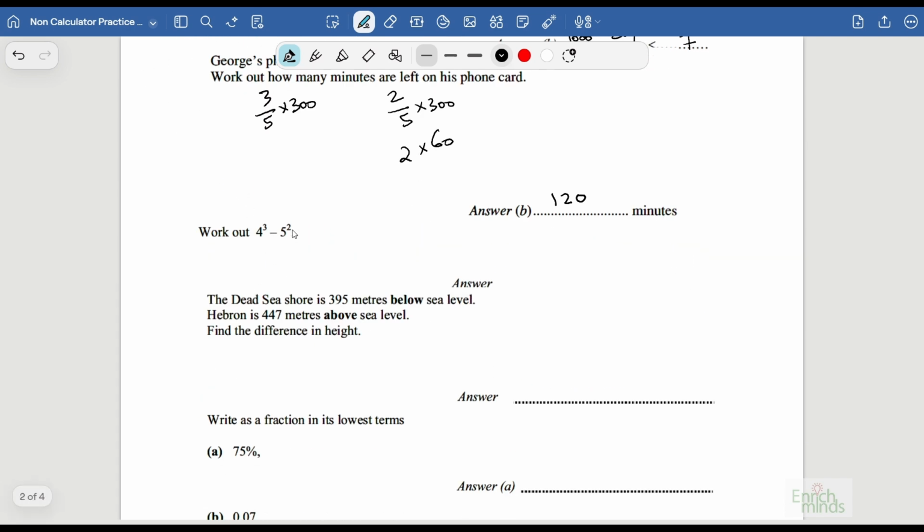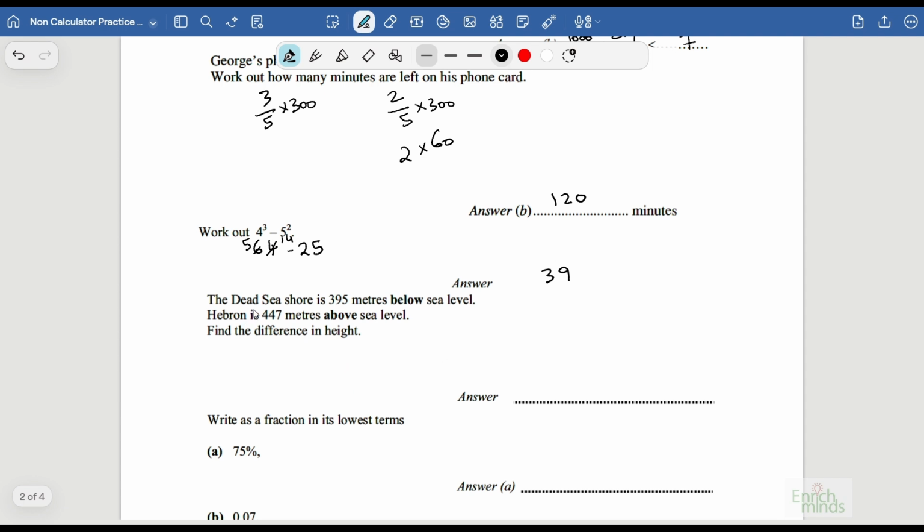4 cubed take away 5 squared. So 4 cubed is 4 times 4 times 4, which is 64. Take away 25, since 5 squared is 25. If you subtract 25 from 64, what do you get? So this is 14, and that's a 5. 14 take away 5 is 9. And then we have this 39.